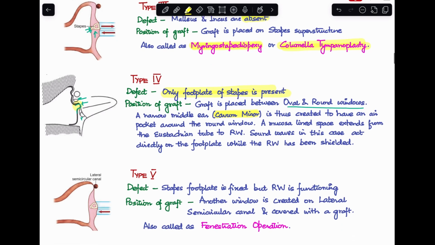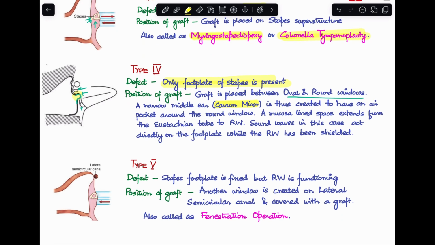Next is the last type, which is the type 5 tympanoplasty. Here, the stapes footplate is present. However, the stapes footplate is fixed. However, the round window is functioning. So in this case, we have to create another window because the stapes footplate has been fixed in the oval window.